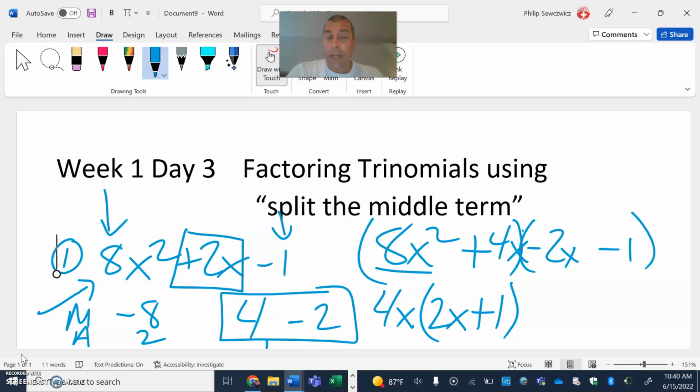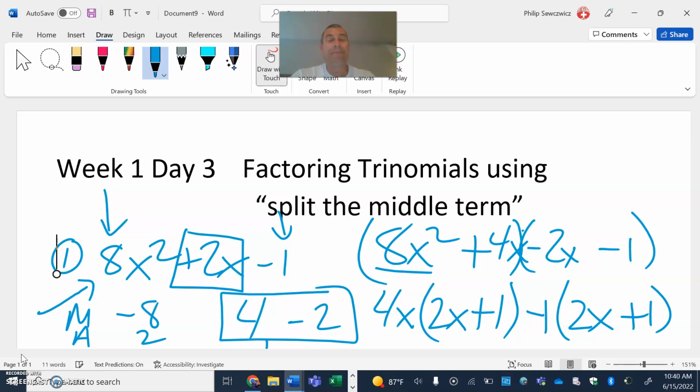Now, the thing though is, I'm actually not going to use a 1. I'm going to use a negative 1. The reason why is because I need what's inside the parentheses to match up. So watch what happens here. What do you multiply negative 1 by to get to negative 2x? Well, that's a positive 2x. What do you multiply negative 1 by to get to negative 1? Well, that's a positive 1.